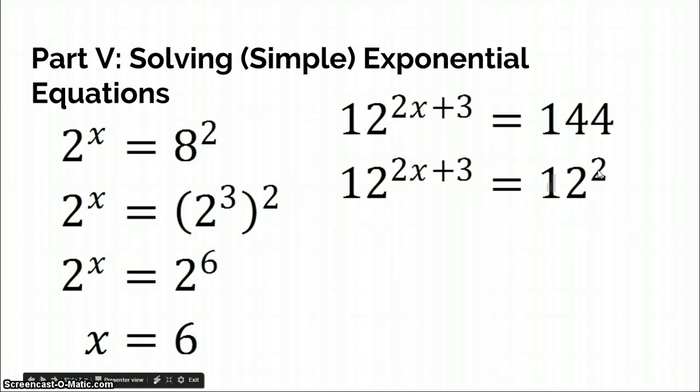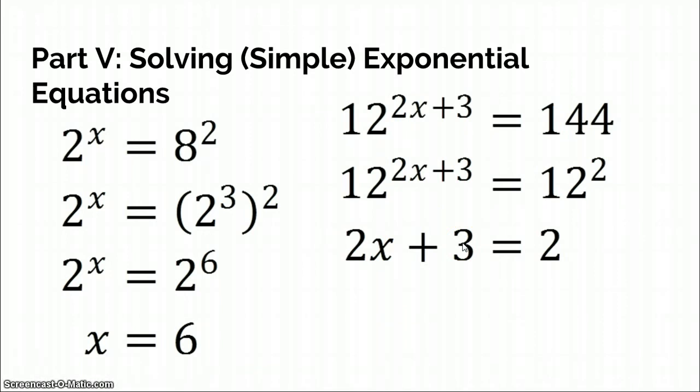All right, now that we've got our like bases, we need our like exponents. Set our exponents equal to each other. 2x plus 3 equals 2. Once we get to this, it should be kind of a breath of fresh air, a sigh of relief. Oh, okay, I can do this. I'm going to subtract 3 from both sides, divide both sides by 2. Yes, you're going to get a fraction, but it's okay. x does equal negative 1 half. Don't freak out.